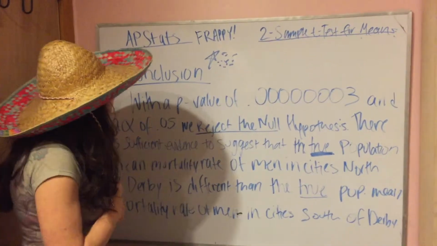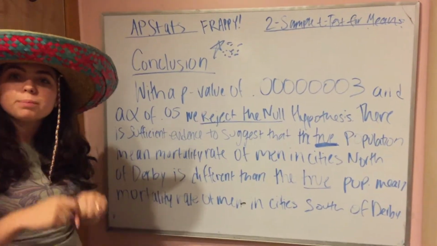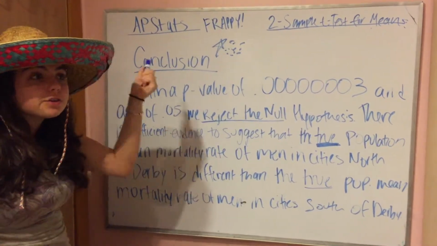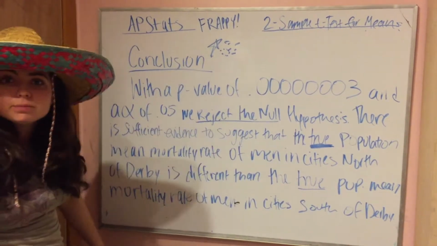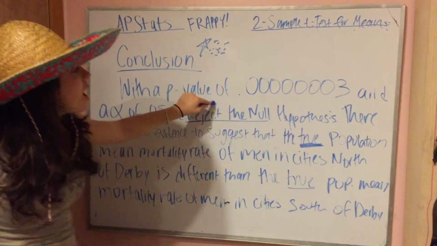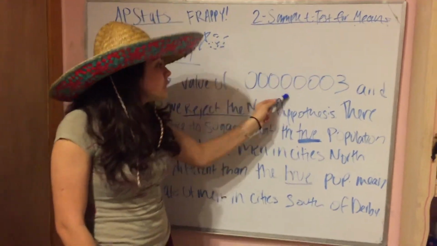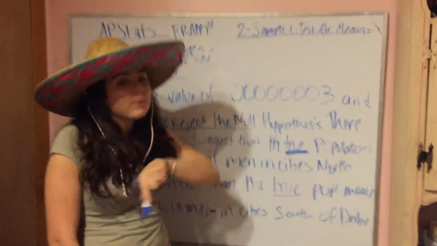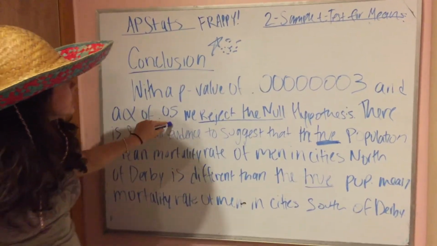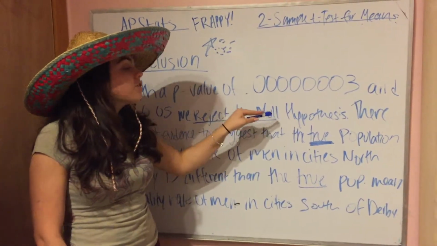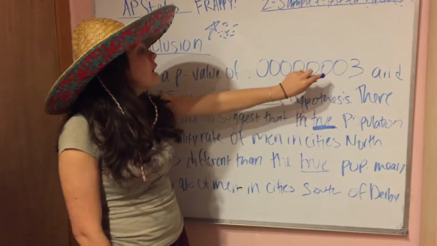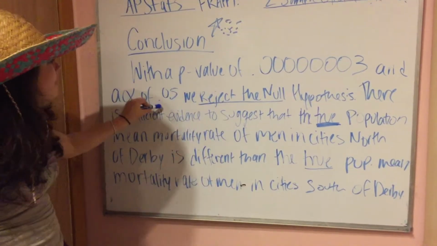All right, now we're moving on to the most important part of this t-test, our conclusion. Without this, your reader's not going to know what you did. Like, how are they going to know what you're concluding? All right, you're going to say, with a p-value of 0.000003, approximately 0, and an alpha of 0.05, we reject the null hypothesis, rejecting it because our p-value is smaller than our alpha.